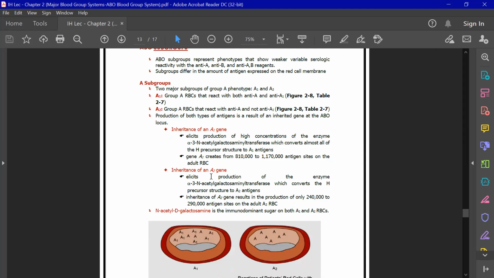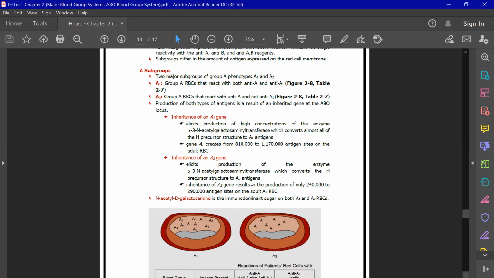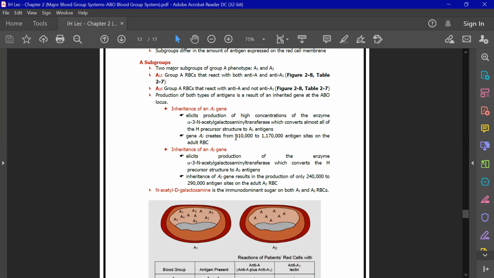Next is your A2 phenotype, the inheritance of your A2 gene. In the formation of your A2 antigens, the same enzyme acts, adding the sugar N-acetylgalactosamine to the H structure, and this converts your H antigen structure to your A2 antigens.